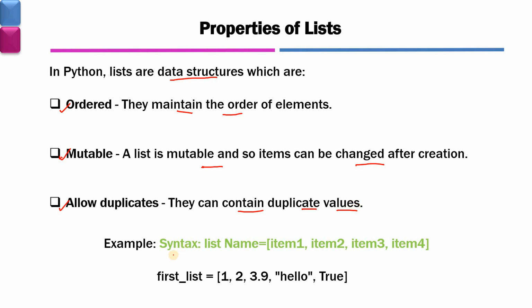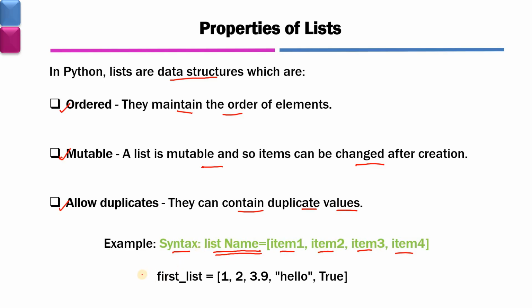Example of list. The syntax is you give any name to the list, that is your choice, whatever name you want to give. The name of the list equal to, within square brackets, I'm just putting the items one by one in particular order separated by comma. So list name equal to square bracket, item 1, comma, item 2, item 3, item 4, like this.